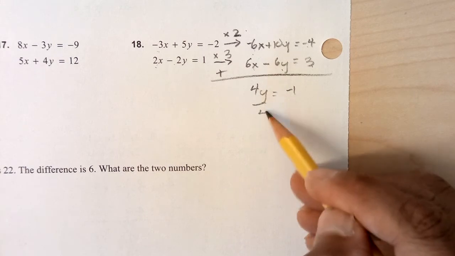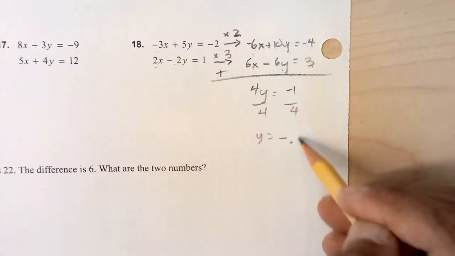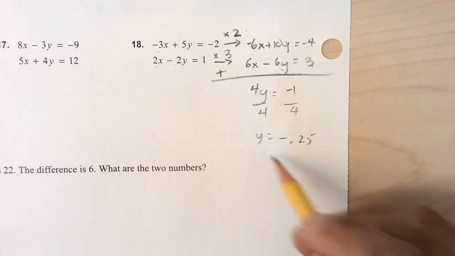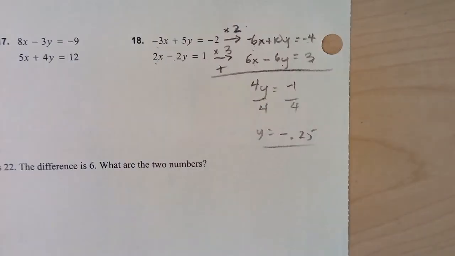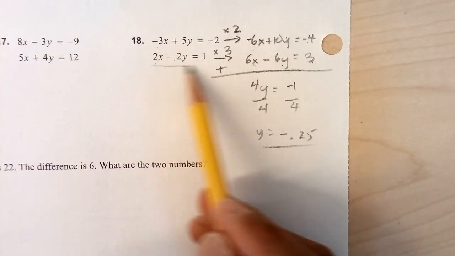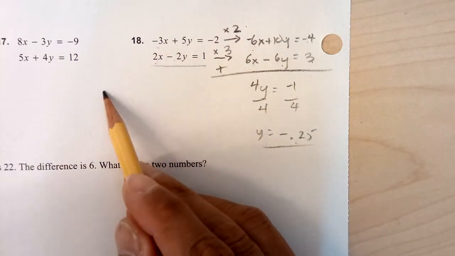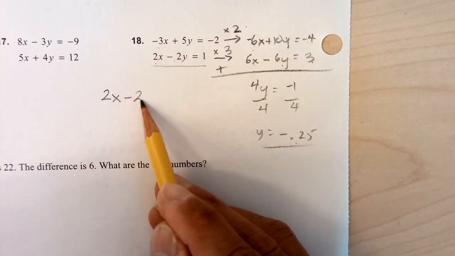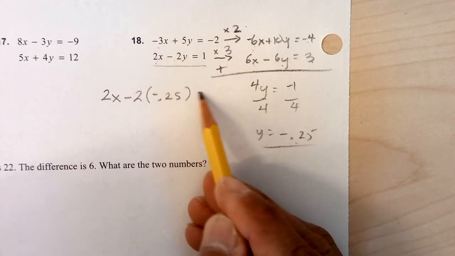So then I could divide each side by 4. Y is equal to negative 1/4 or negative 0.25. Either way is fine. And then I could use that to help me find the value of x. To find the value of x, I'm going to substitute y back into this equation. So the equation is 2x minus 2 times y, where y is negative 1/4 or negative 0.25, is equal to 1.